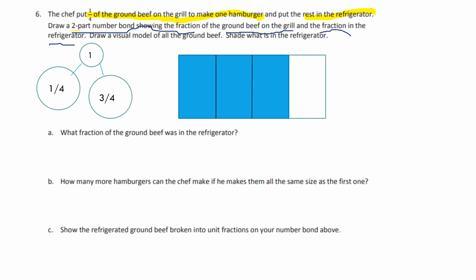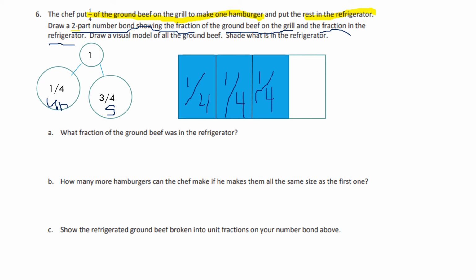So here's my number bond. I have 1/4 is on the grill because that was our first part, and our 3/4 is the shaded, which is in the refrigerator. So to label it still, we'll go with shaded and unshaded. And over here we have 1/4, 1/4, 1/4. Now, I've given you many pieces of this.